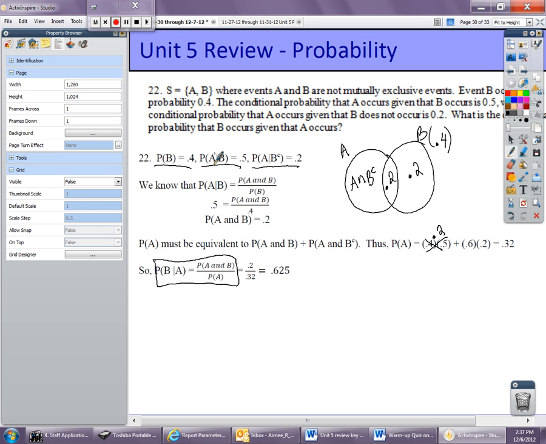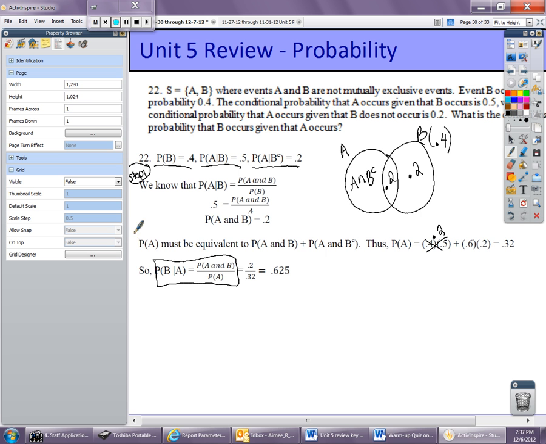Well, if you notice, I have the probability of A given B, and I have the probability of B. Since I have both of those, I can find the probability of A and B. So in step 1, I go through and I solve for the probability of A and B, which is 0.2.